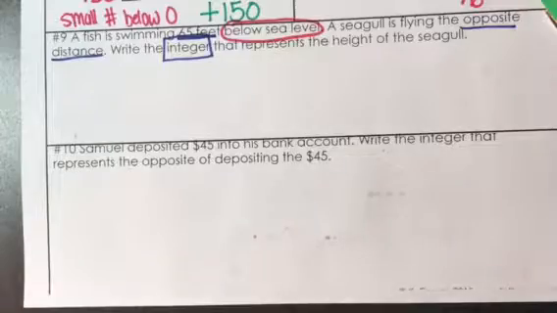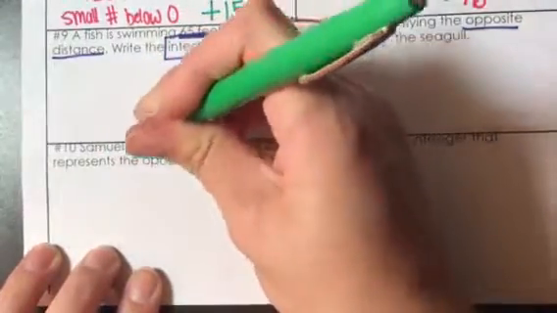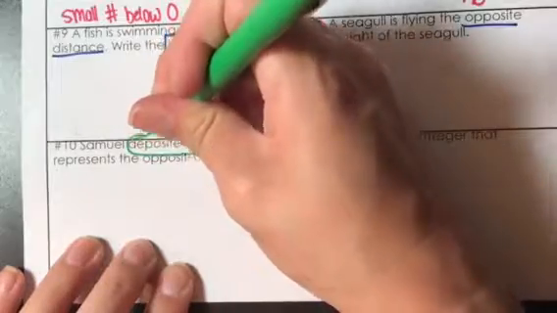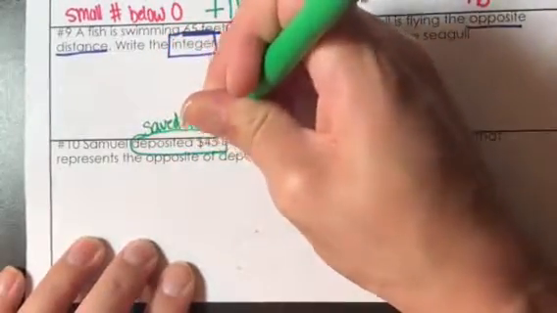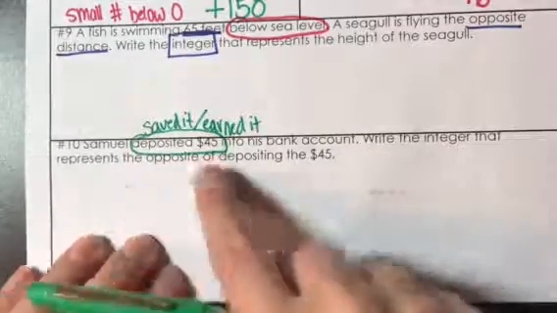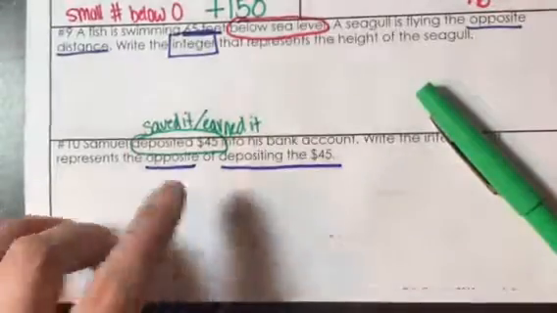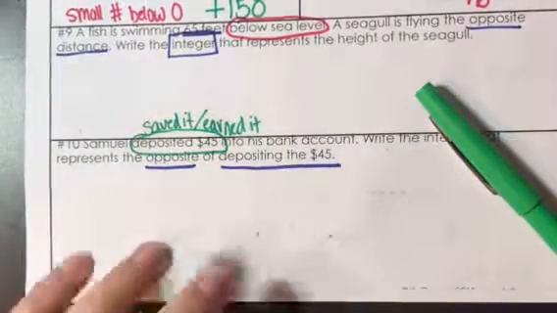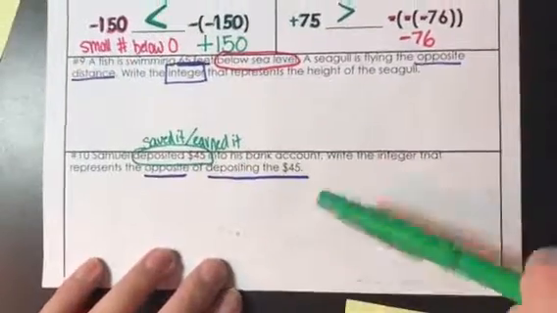The last one. Samuel deposited $45 into his bank account. That means he put it in his savings. He saved it. Or earned it. Either one. Write the integer that represents the opposite of depositing the money. What would be the opposite of earning it, saving it? Once you're done with these 2 last questions, then you can move on to group work.